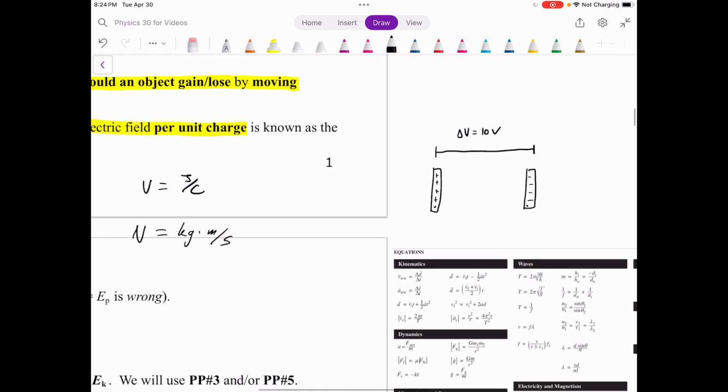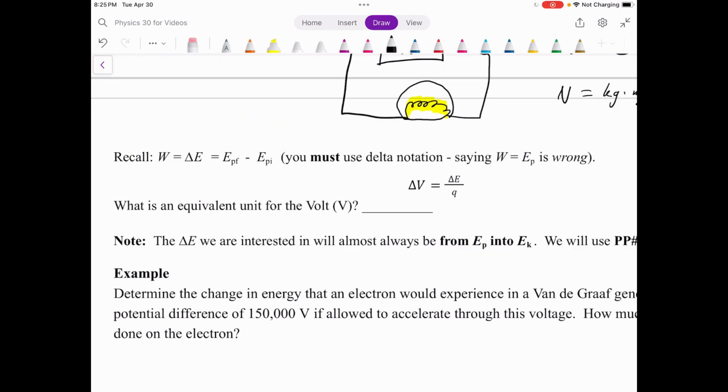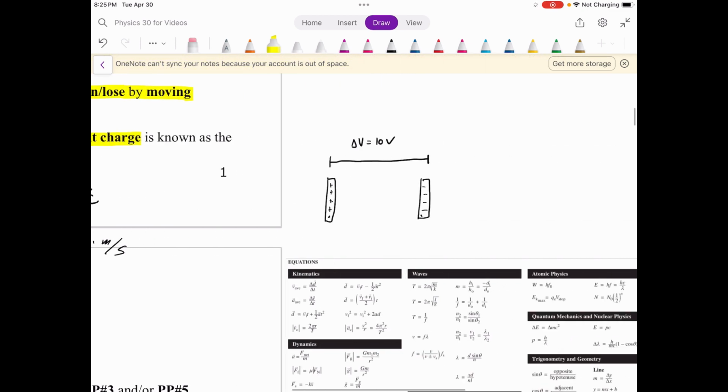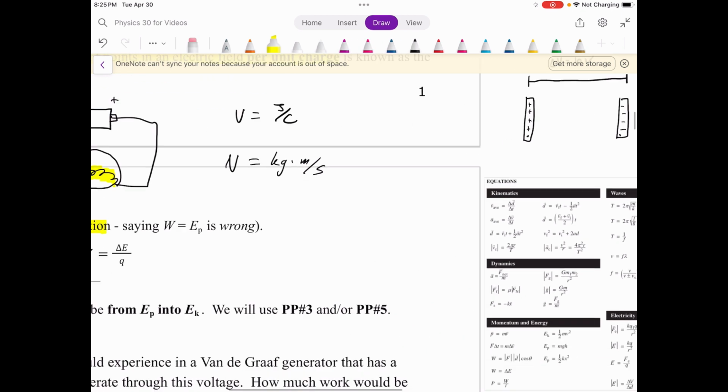The electric potential difference. Now again, remember, work is a change in energy, right? It's energy final minus energy initial. And all of this stuff we're talking about is about changes in energy, so we need to use delta notation. Again, none of this makes any sense without saying what's the difference in potential energy between these two positions.